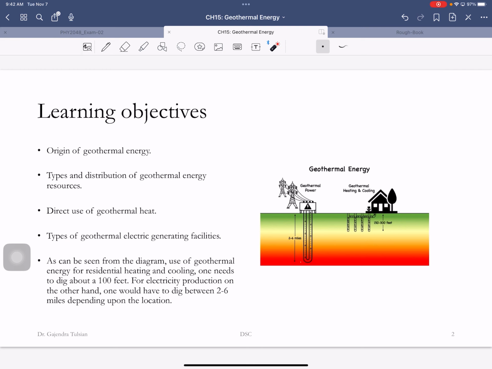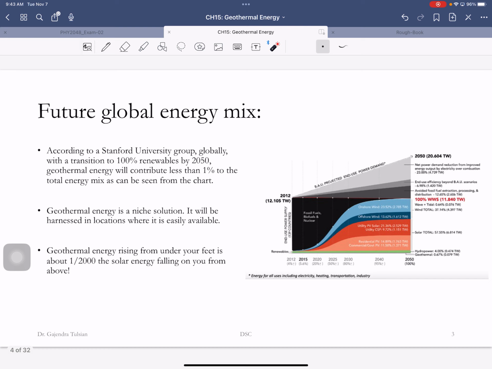So if you want to produce electricity, you've got to go 3 miles deep, 4 miles deep. If you want to just heat and cool, you just go about 100 feet deep or less. And this can be significant up north. Heating and cooling bills, mostly heating, are about $5,000 a year, and you can cut it down by half, or a little more. So you can cut down your heating and cooling bills to $2,000 a year if you put in those systems.